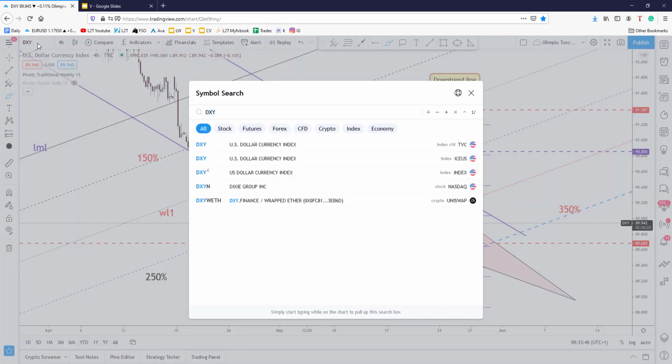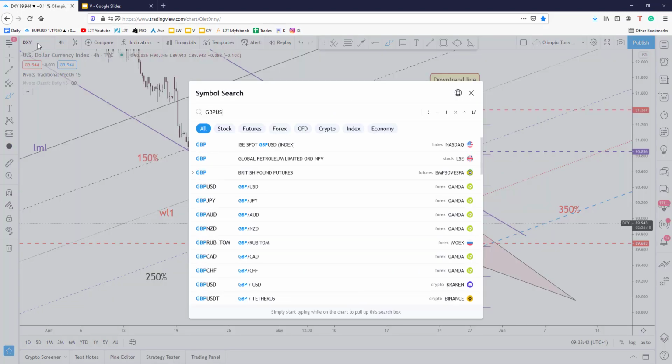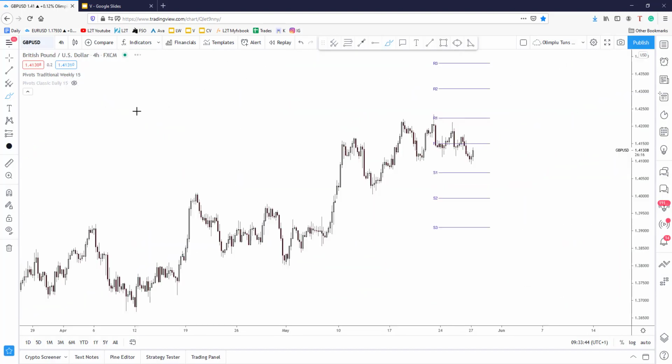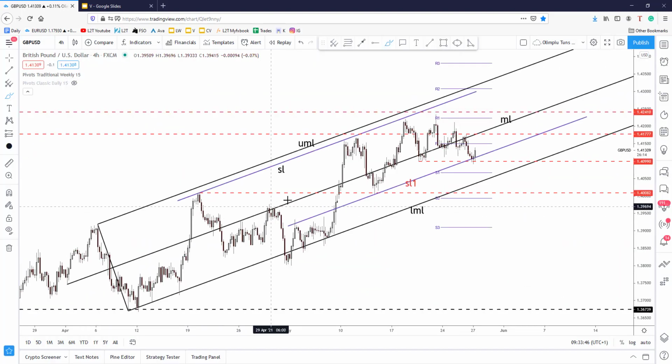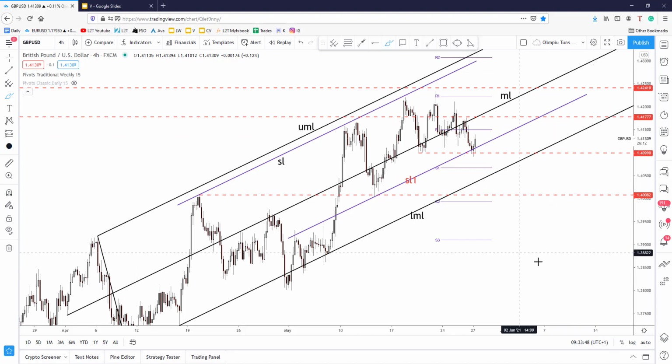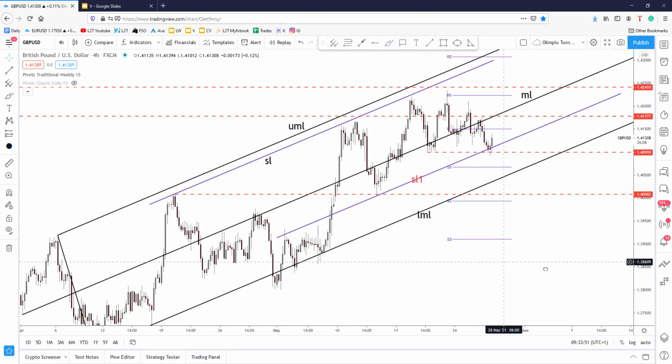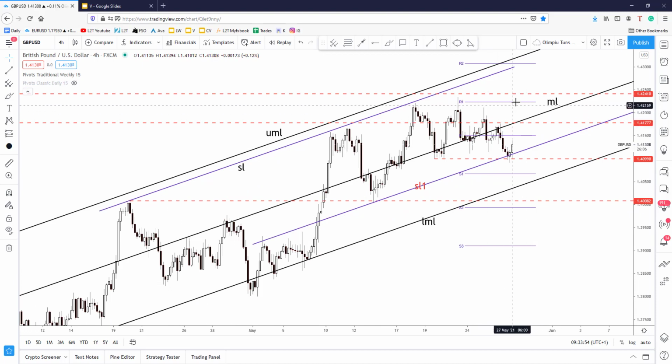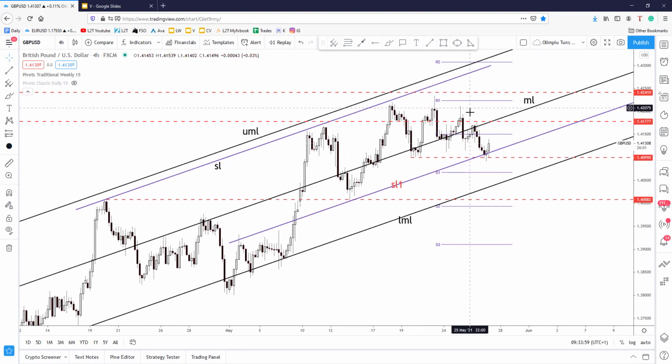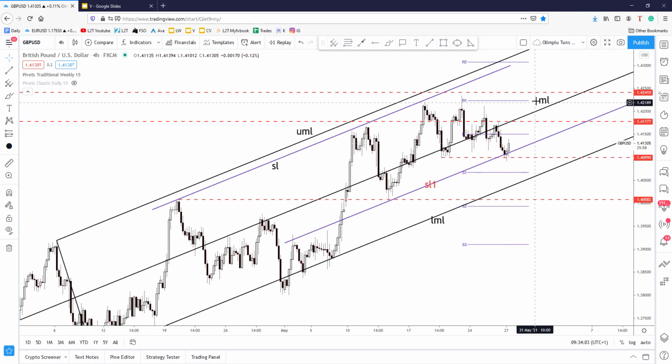Okay, so let's talk also about the GBP versus the US dollar. The British pound has decreased a little in the short term after failing here to approach this former high, also after its failure to stabilize above 1.4177, or after its false breakout here above the R1.